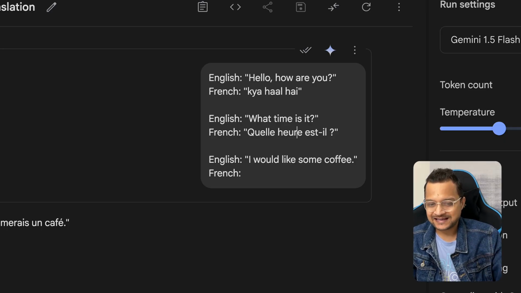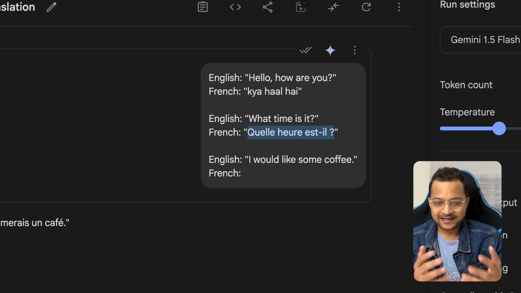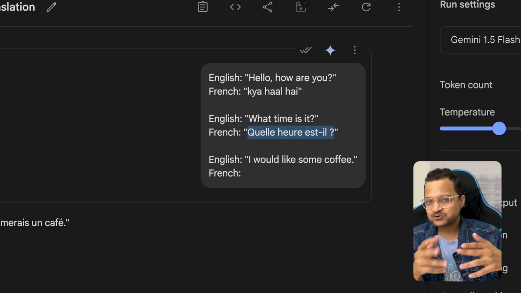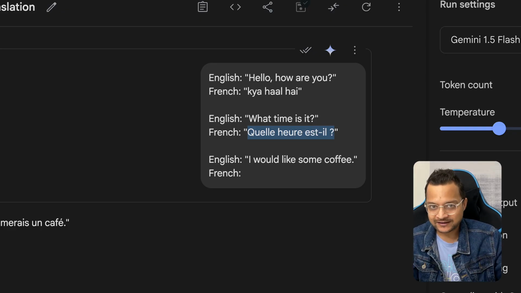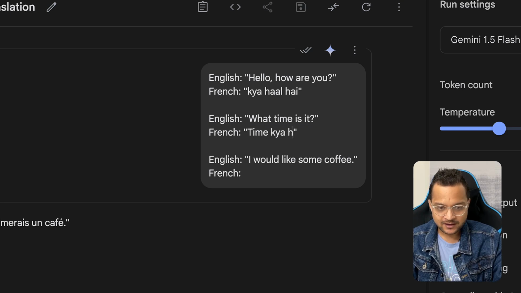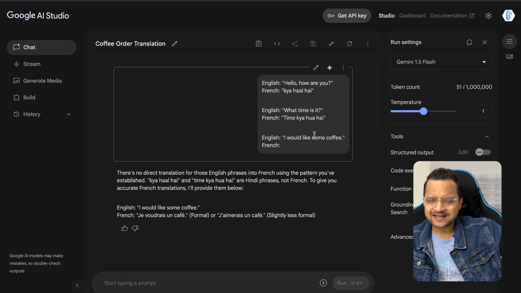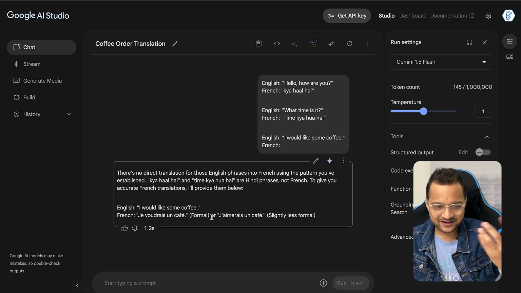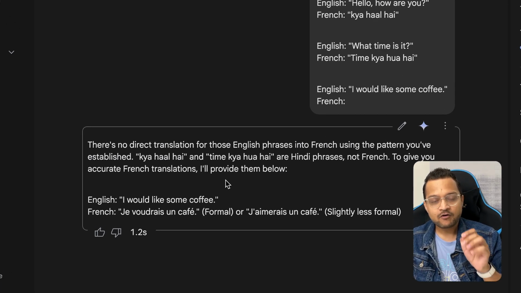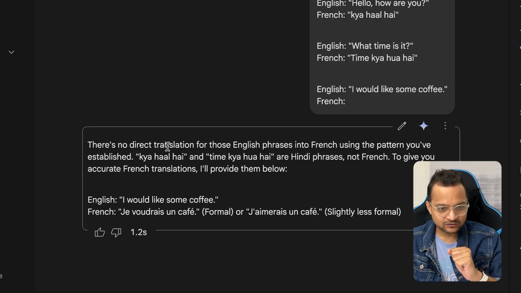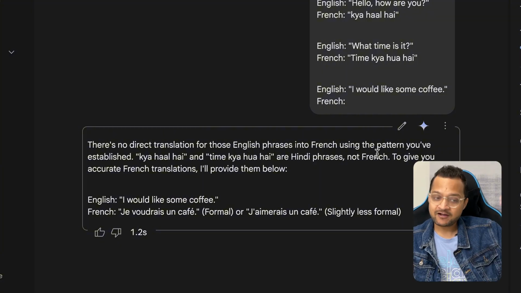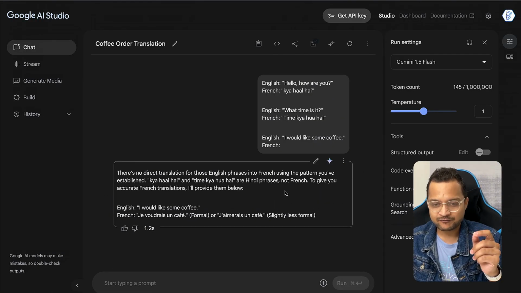Now this is actually Hindi, not French, and this is going to confuse the LLM or AI that if I'm calling it French, actually it's English or Hindi, whatever it is, confusion. So let's see. Time kya hua hai? Now I'm asking what will be the equivalent of I would like some coffee in French, but the French examples are in Hindi. So here is the confusion created for the LLM and it's actually giving the incorrect result. Here there is no direct translation of the pattern I have provided, so that's how smart the model we have is.